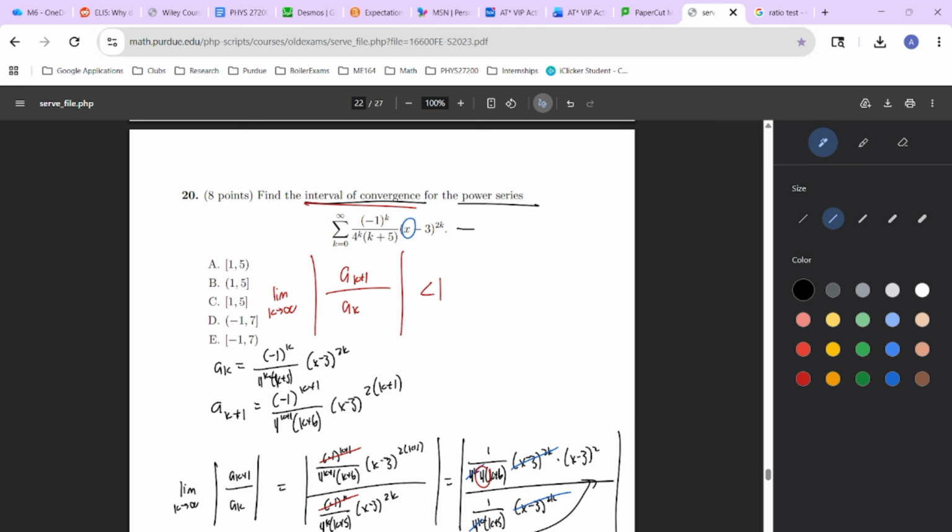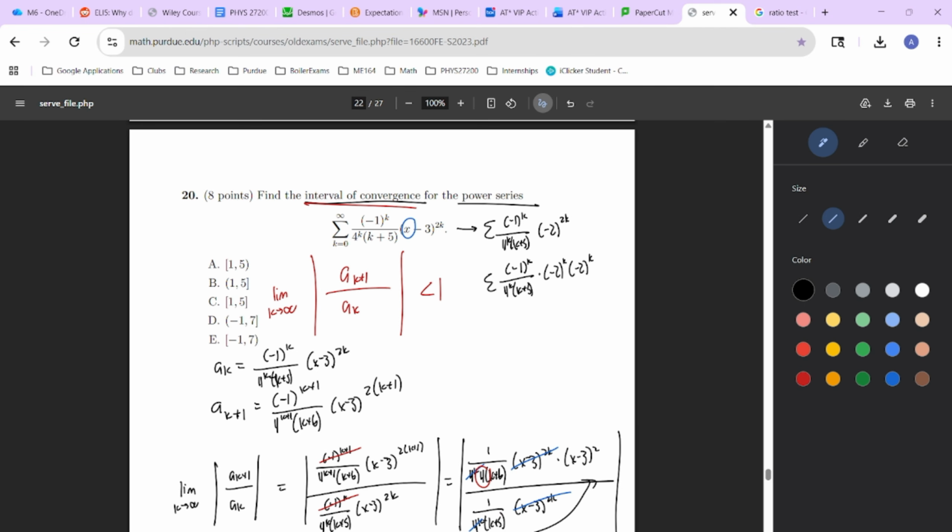So take, for example, here, we plug in 1, we get this, the sum of all terms -1 to the k over 4k times k plus 5. That would be 1 minus 3. That'd be negative 2 to the 2k. You could split this up. This would become negative 1 to the k over 4k times k plus 5 multiplied by negative 2 to the k times negative 2 to the k.